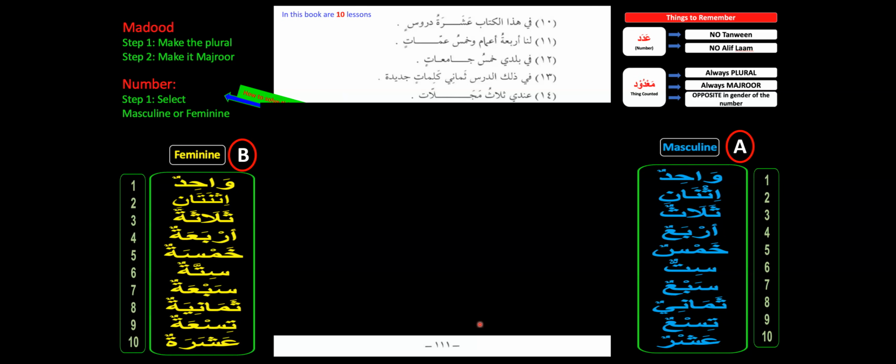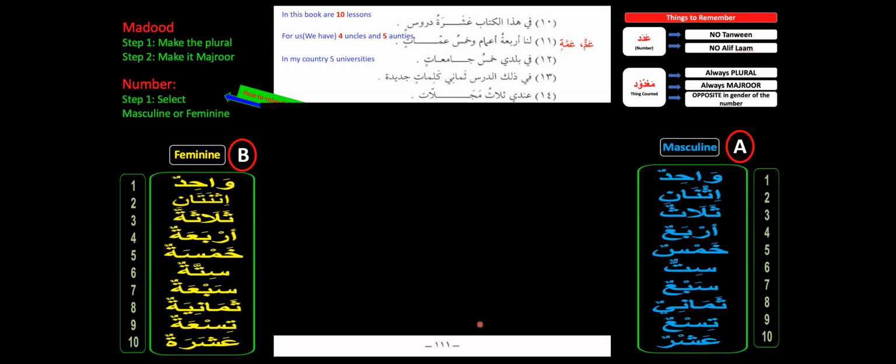Okay. في هذا الكتاب عشرة دروس. In this book are 10 lessons. So obviously darsun is masculine, so the number is feminine. لنا أربعة أعمام وخمس عمات. For us, we have 4 uncles and 5 aunties. So عم and عمة.